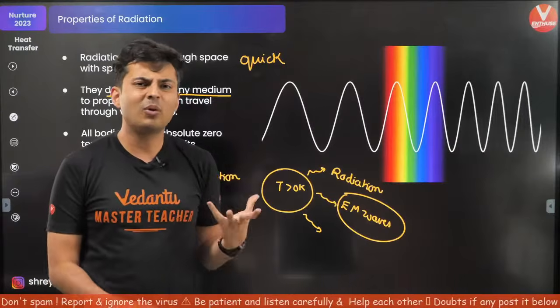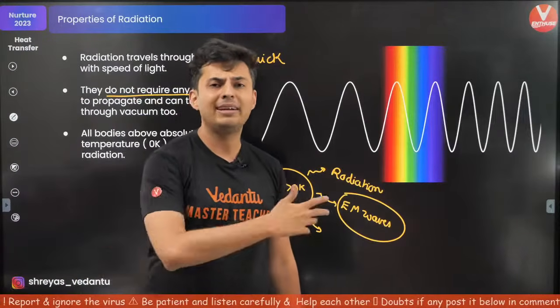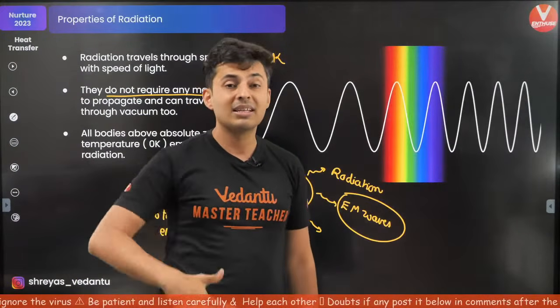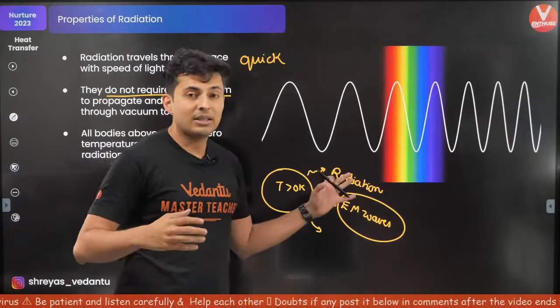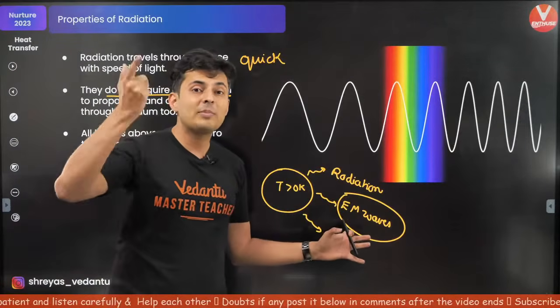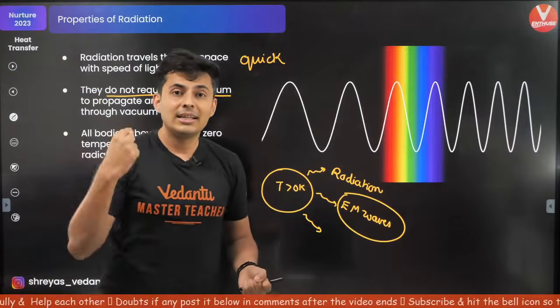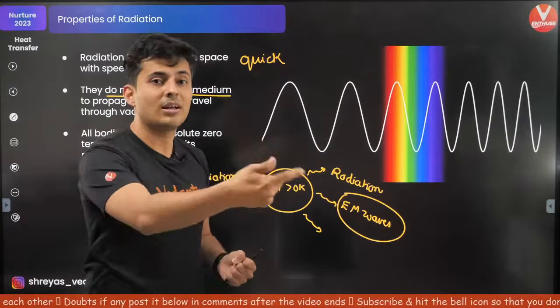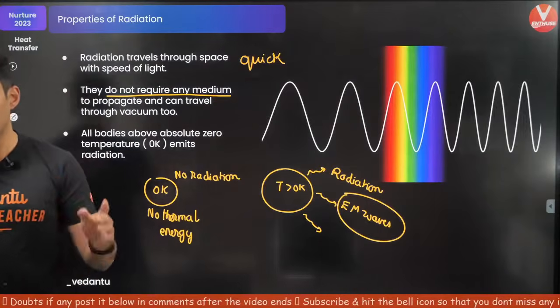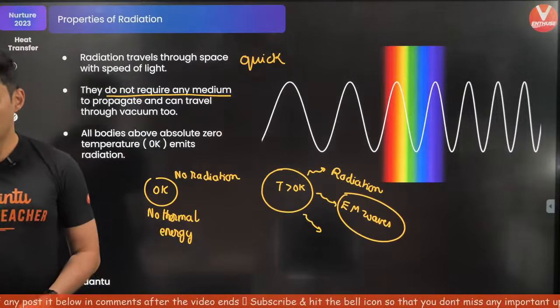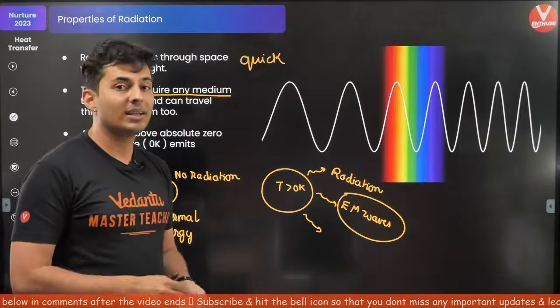You might be wondering, sir, why don't I just call it light? Why don't I just call it EM waves? These electromagnetic waves are coming because of temperature, because of thermal energy. That light which comes because of thermal energy is called radiation. I hope this is clear. Yep. So X-rays are dangerous when you are exposed for a long time.